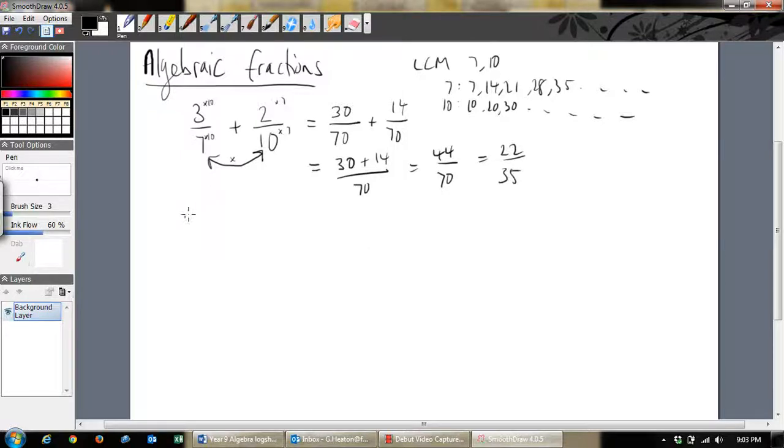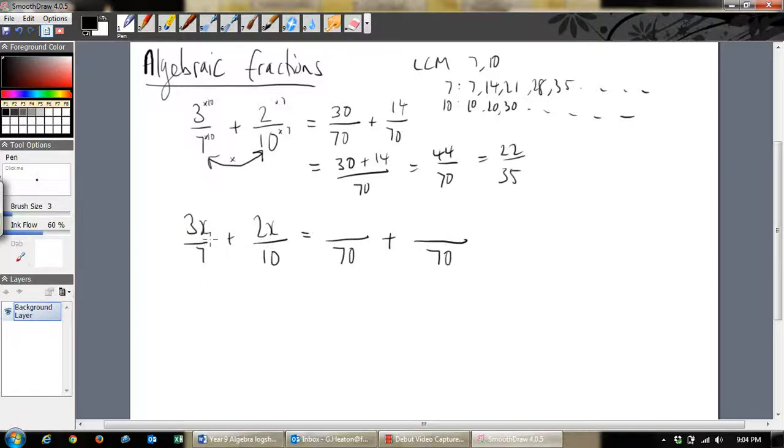But with algebra, it's slightly different. So if you have 3x over 7 plus 2x over 10, I just realised I had a non-simplified fraction, but that's okay, we do exactly the same thing. We've got a 7 and a 10 here. We need to have the same denominator, so let's put them both over 70 and have a think about this.